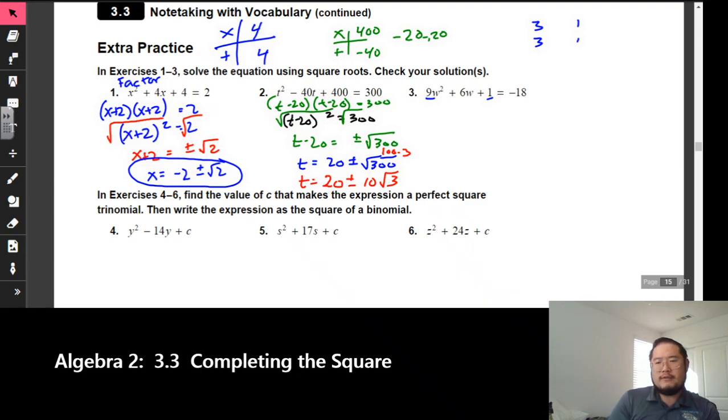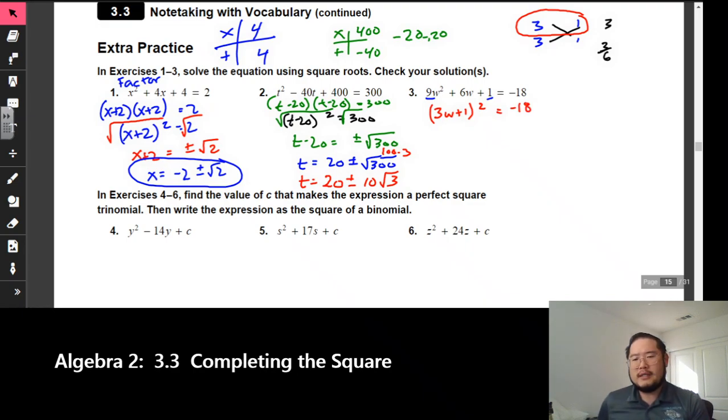So remember, the check for this is we cross multiply. 3 times 1 is 3, 3 times 1 is 3, and this adds up to 6. That means this is my winning combination. I can go ahead and write my binomial, and remember, I go straight across when I write it. So it's going to be 3w plus 1 times 3w plus 1, which is the same thing as 3w plus 1 quantity squared. That's equal to negative 18.